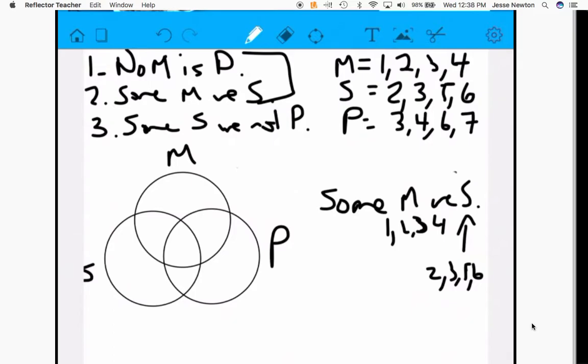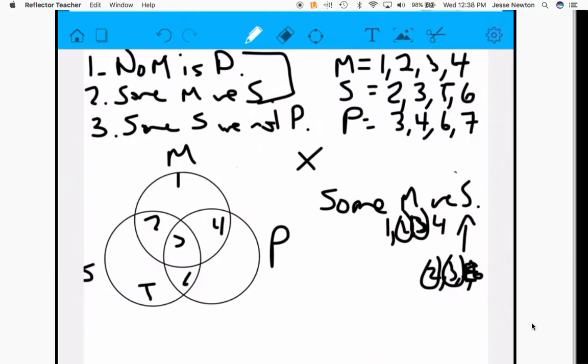All right, so what we do is we circle the regions of overlap, which in this case is 2 and 3. We scribble out 5 and 6 because we don't need them. And we're saying some, that means we're going to be using an X. So some are in 2 or they're in 3. So what do we do here? We have 2 regions. Where do we put the X? Do we put the X here? Do we put the X here?